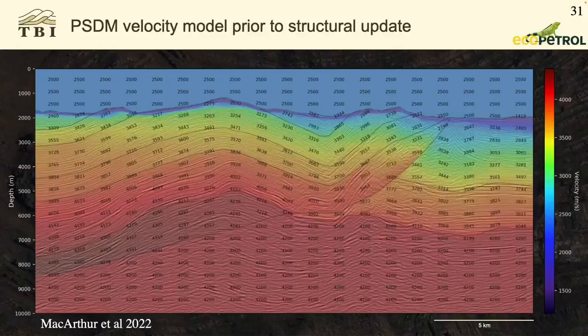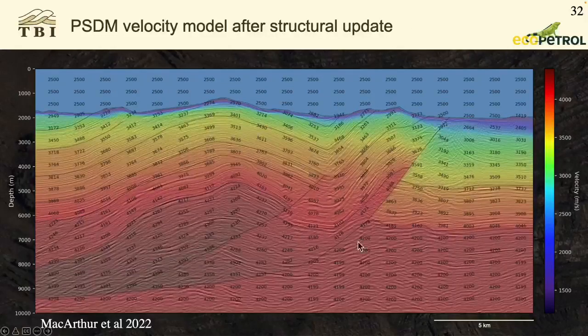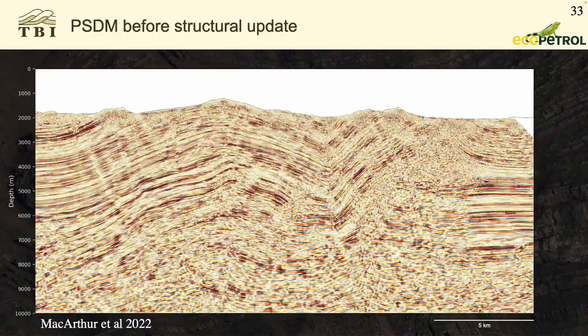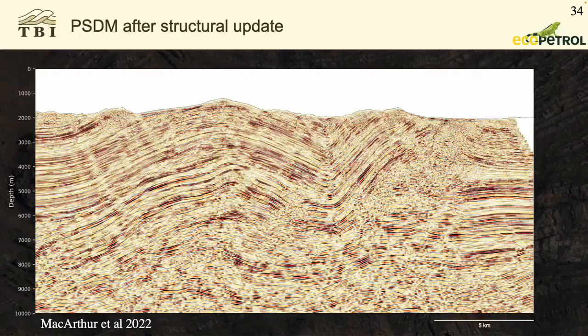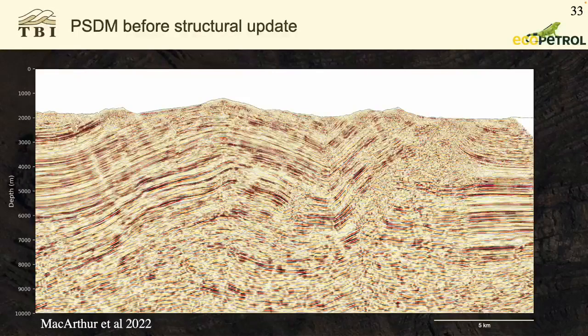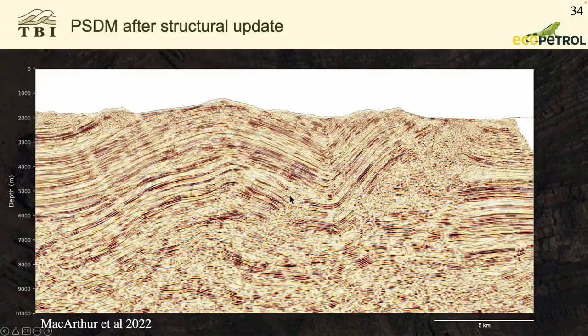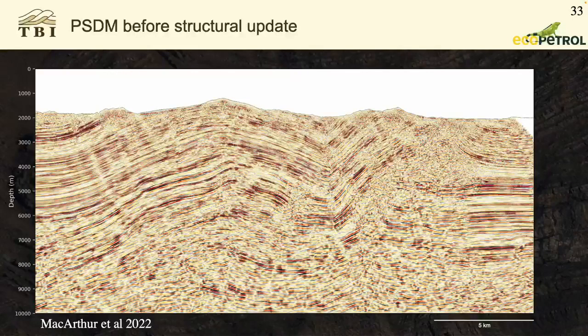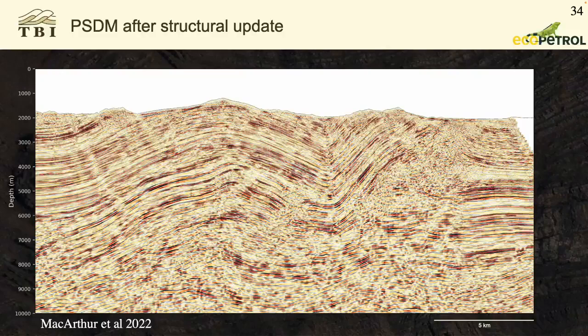It's a pretty subtle difference, but you can definitely see a difference below the syncline. And as I mentioned earlier, imaging below a syncline is a tricky business. So let's look at the imaging changes. Here's before and here's after the structural update. Below the syncline definitely looks much better. The footwall of the thrust is really where we see the big uplift. Significant improvement as we go before and after the structural update.